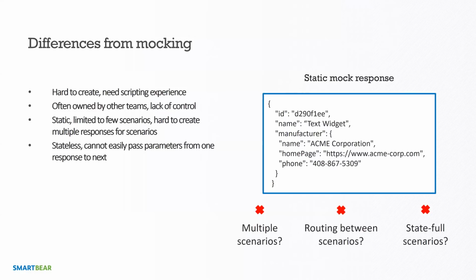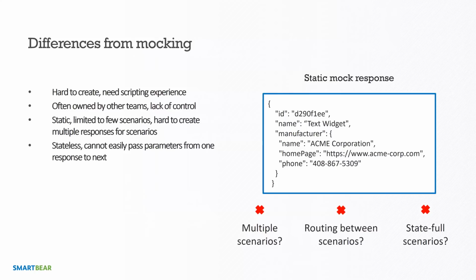Often owned by other teams, lack of control. It's another huge thing. You're going to see how easy it is to share all these virtual assets within ServiceV Pro. And then the next two are a little bit linked, but this is huge. Static and stateless. Static responses are always going to give you back that same piece of data, no matter what the logic is. And then stateless as well. Can't pass parameters from one response to another. There's no sense of hierarchy there. It's just a very flat, static response you're getting.